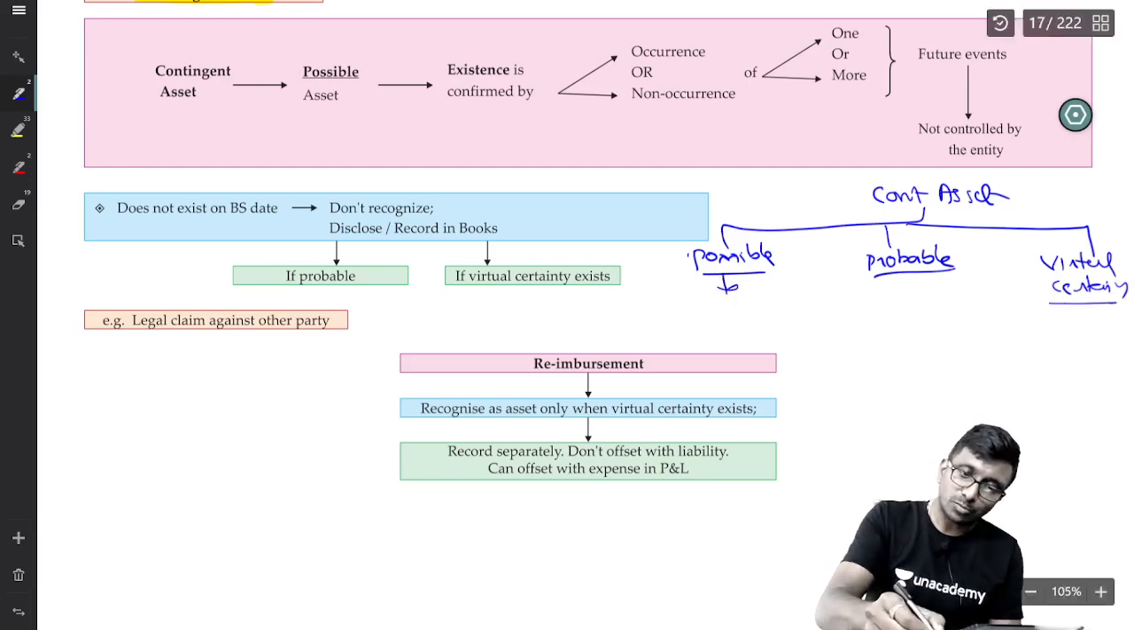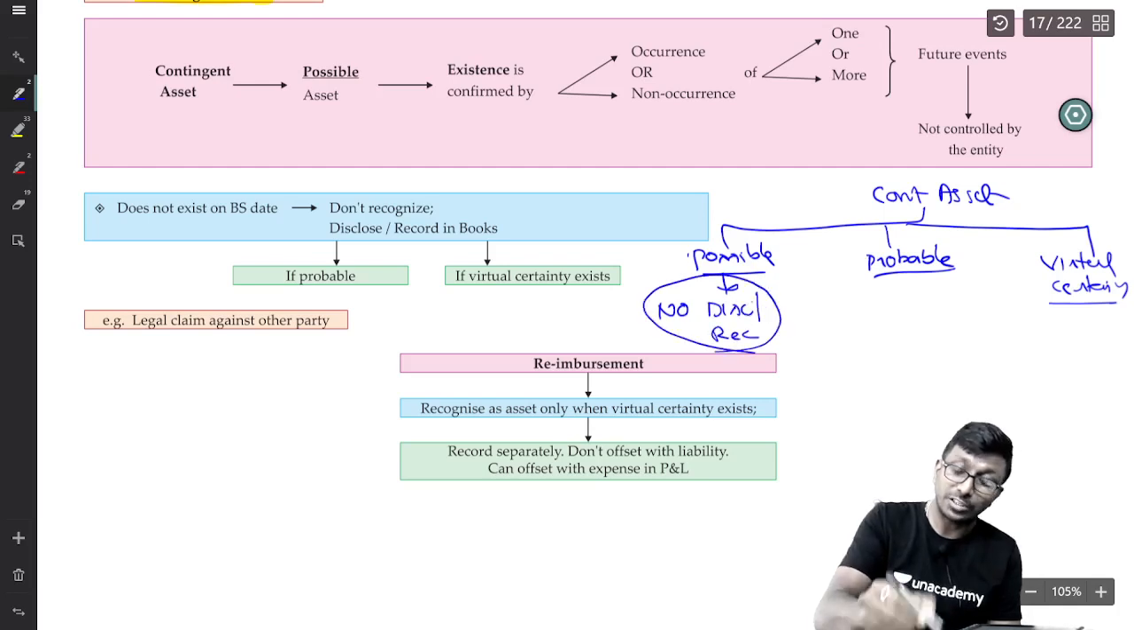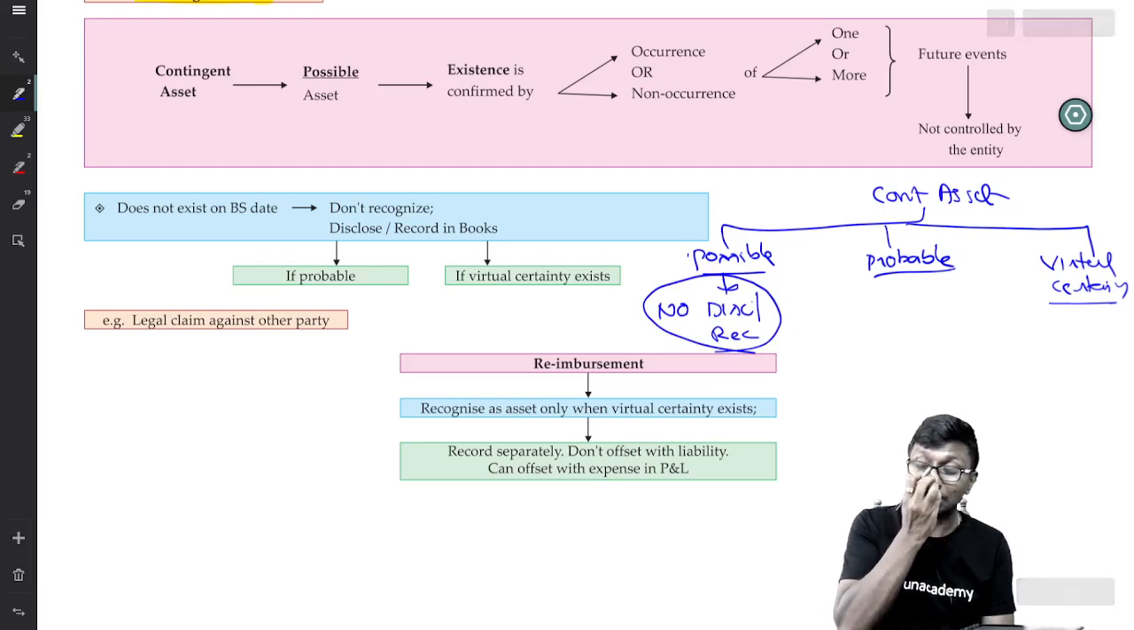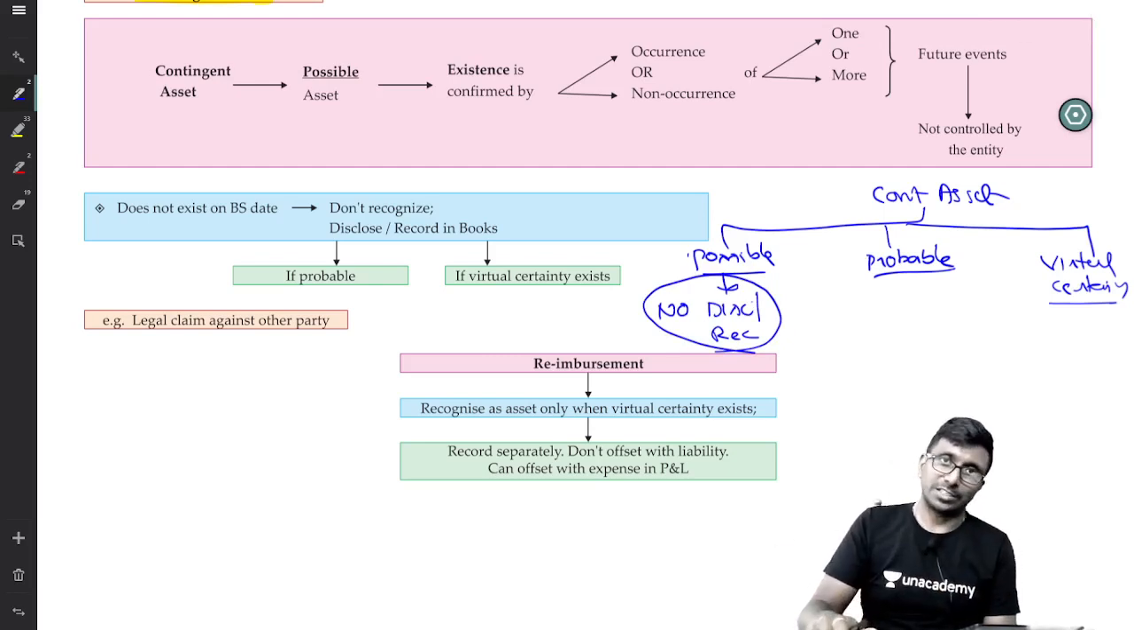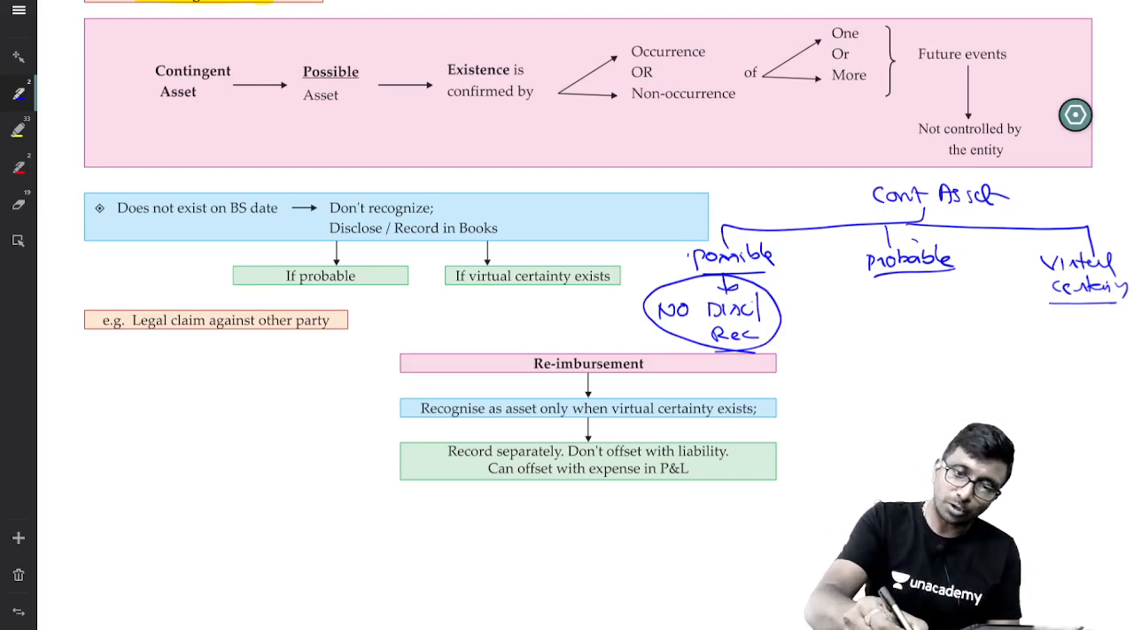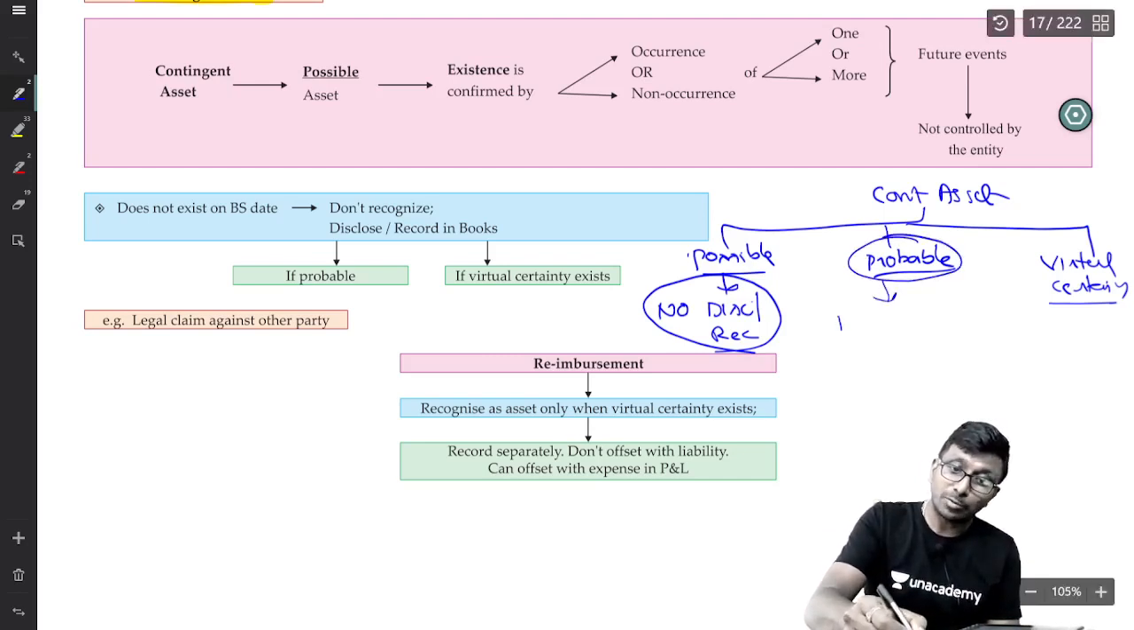If it is only possible, no disclosure, no recognition. Nothing is going to happen. Possible means ignore it. You shouldn't bring it into books of accounts or financial statements. No, sir, it is probable, sir. Probable, only disclose. Disclose where, sir? In the board of directors report or in the notes, sir?